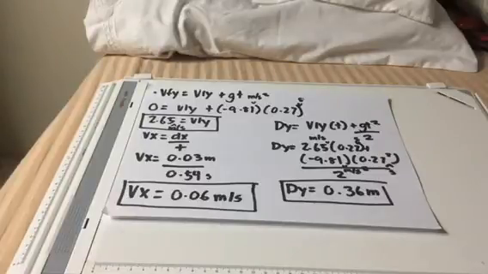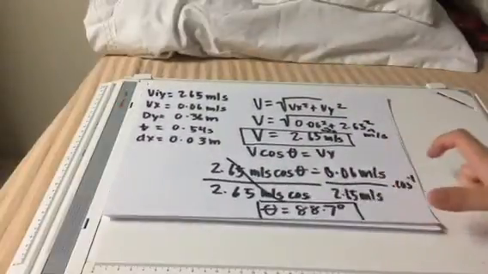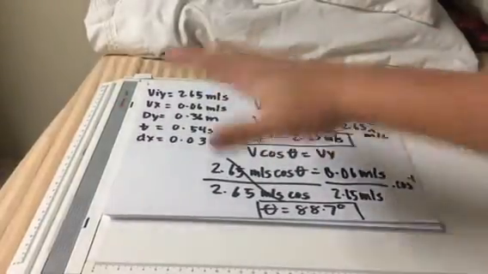Now, after solving for VIY, you have to solve for VX. The formula is VX equals DX divided by T. Plug in the values, and you end up with VX equals 0.06 meters per second. Then we get DY. Plug in all the values as seen there, and it becomes 0.36 meters.